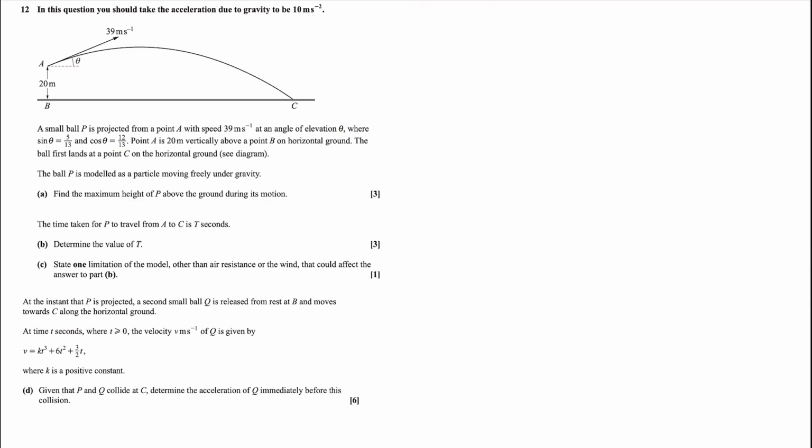Okay, part B. The time taken for P to travel from A to C is t seconds. So we know that to get over here, that's t seconds. All right, determine the value of t. So what we need to be thinking about here is, what is the displacement from A to C? Well, it's just going to be negative 20. So again, we're going to do a Suvat. S-U-V-A-T. We're still resolving upwards because the particle gets projected upwards. So the displacement is negative 20.